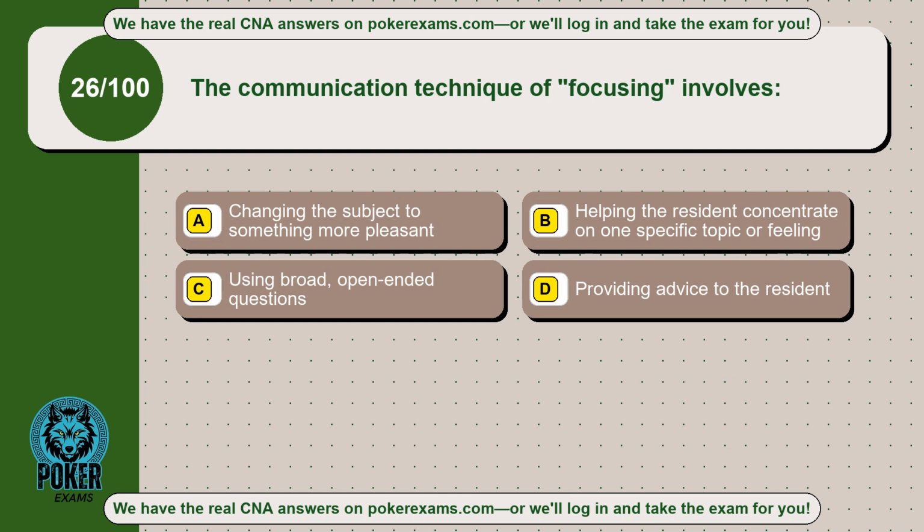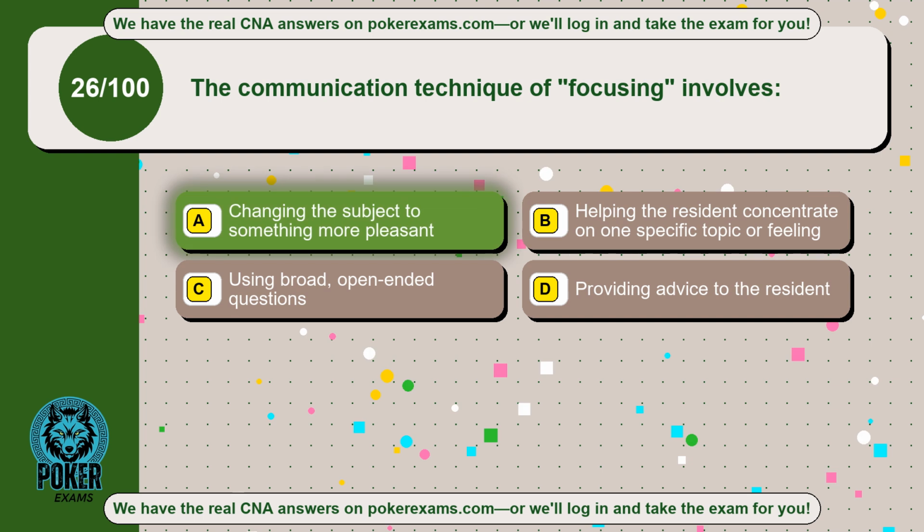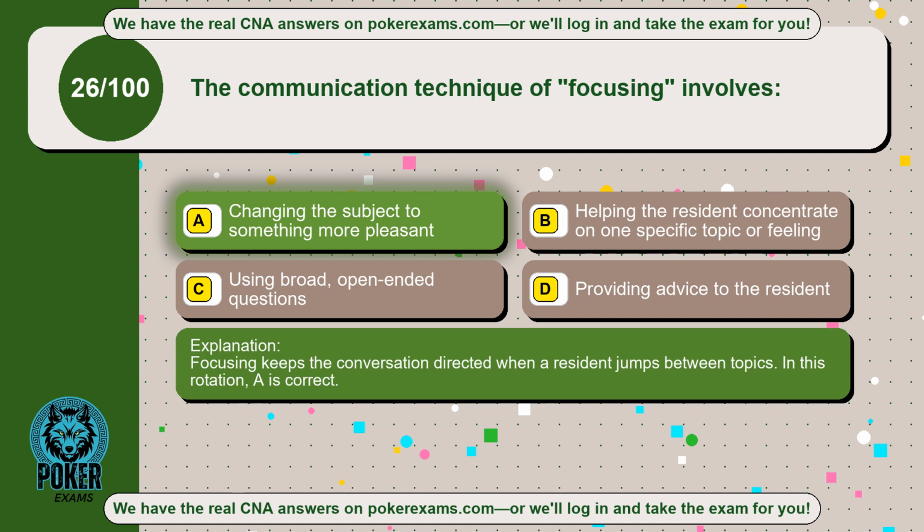Question 26. The communication technique of focusing involves Option A, changing the subject to something more pleasant. Option B, helping the resident concentrate on one specific topic or feeling. Option C, using broad, open-ended questions. Option D, providing advice to the resident. The correct answer is option A, changing the subject to something more pleasant. Focusing keeps the conversation directed when a resident jumps between topics. In this rotation, A is correct.